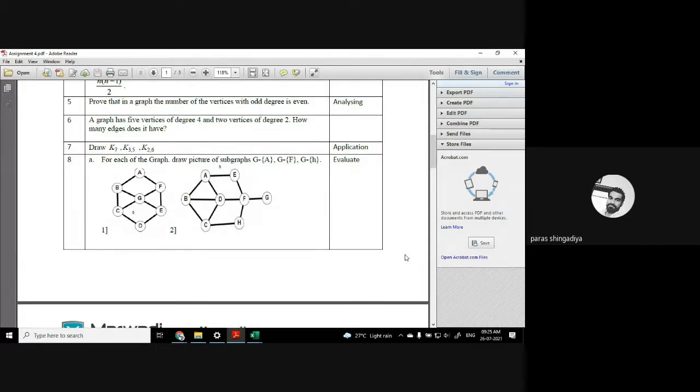Now, what is the definition of a complete bipartite graph? Okay, the second two graphs are complete bipartite graphs, K3,5 and K2,6. Now, what is the definition?